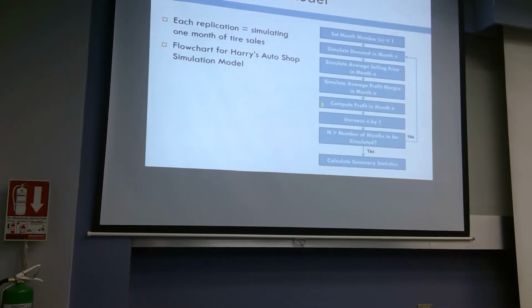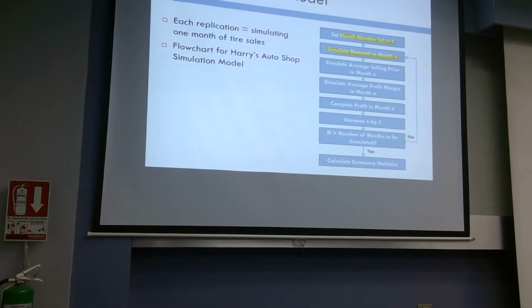So you can see that when we have several steps that we need to perform in order to calculate profit, then it might be a good idea to start drafting the flow chart of what we have to do for the calculation, so that when we go to Excel, we can easily develop the model. So you can see that basically we're talking about each month, right? So we start with setting the month number equal to 1, and then the first thing we're going to do is we simulate the demand for that month.